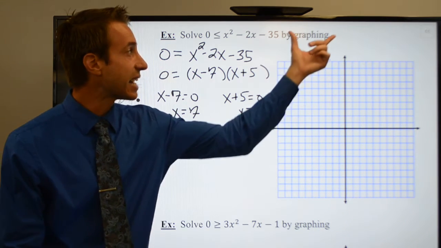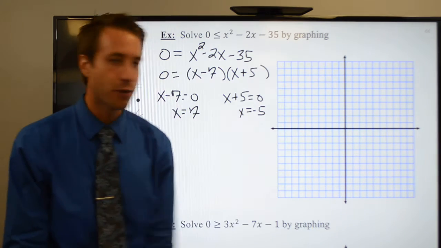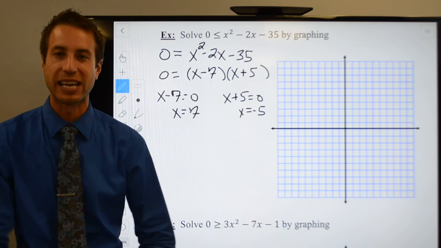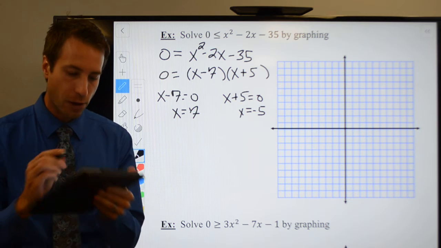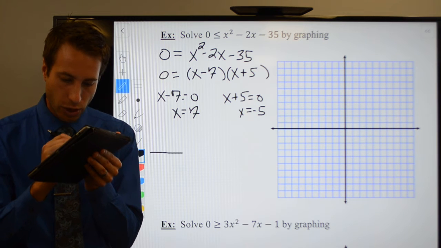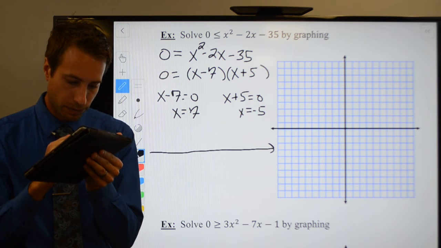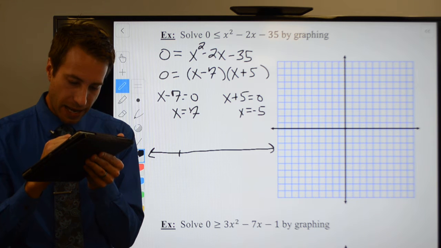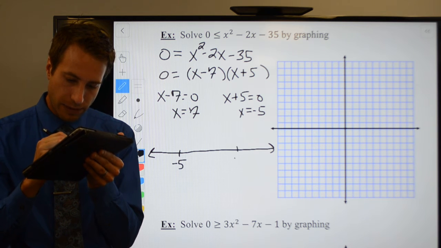And again, when I say graph, I know it's misleading because I gave you a coordinate plane. Ignore the coordinate plane. I should have given you a number line. I apologize I didn't. That's okay. Draw your own. We'll put the negative 5 down here. We'll put the positive 7 up here.